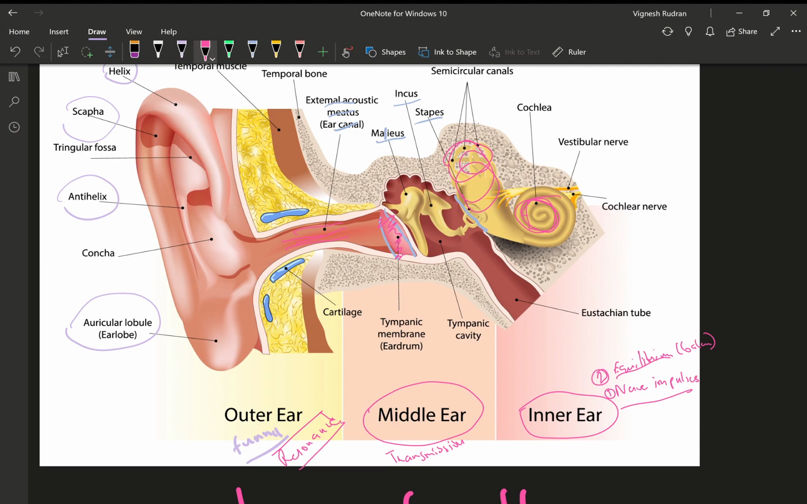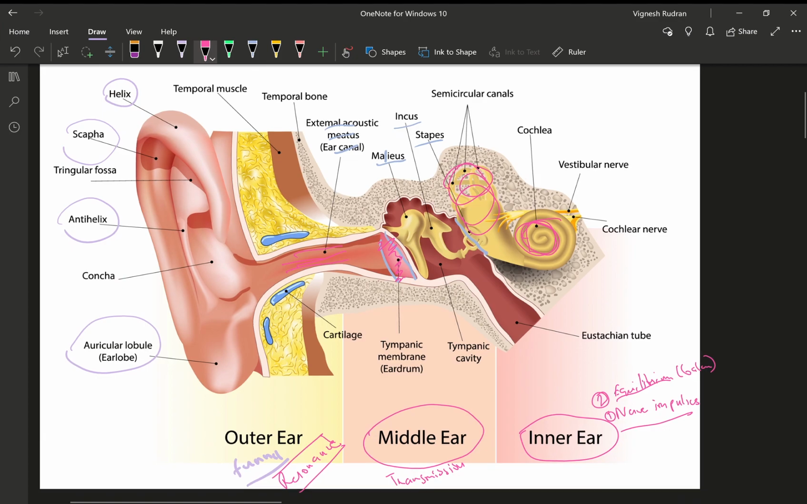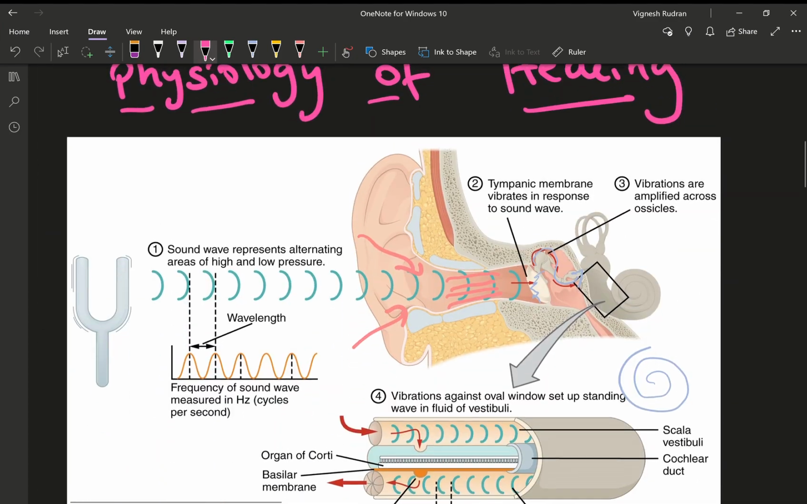Okay, these are just the main components, and they are further subdivided into other parts like your utricle, saccule, your scala vestibuli, scala tympani, your scala media, your Reisner's membrane. All those will be covered in detail when we go into the specific parts of the ear and the diseases associated with that. So moving on, physiology of hearing.